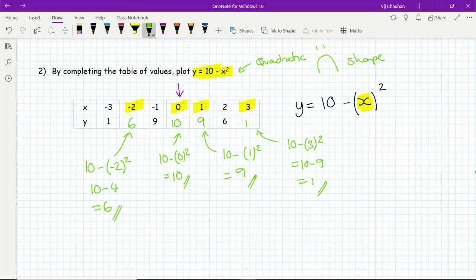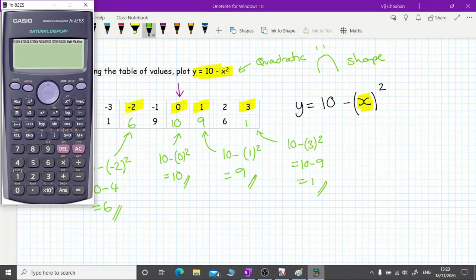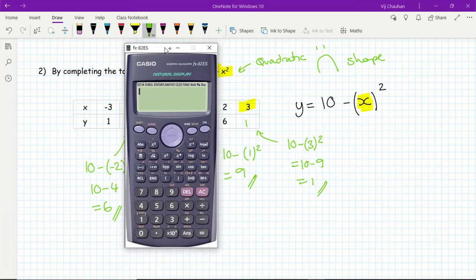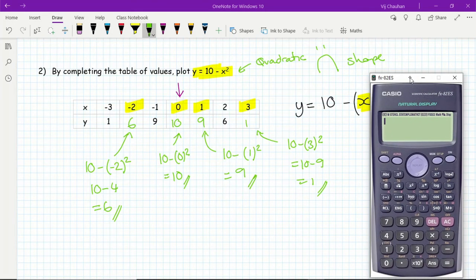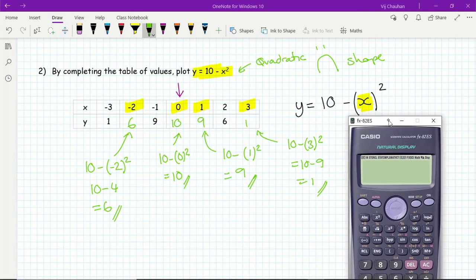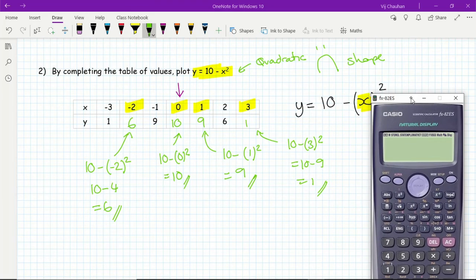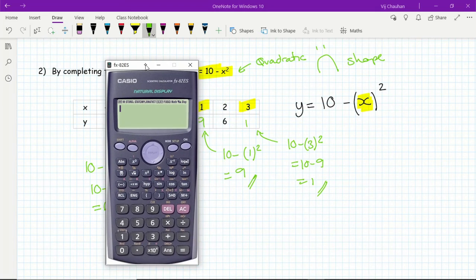Now you can also do this on a calculator. So let's say, for argument's sake, that we weren't given any of these values. Let me show you how we can enter this on the calculator. Typing in these numbers on your calculator, again, I personally, to save time, if it was just the odd two values, would set up your formula.